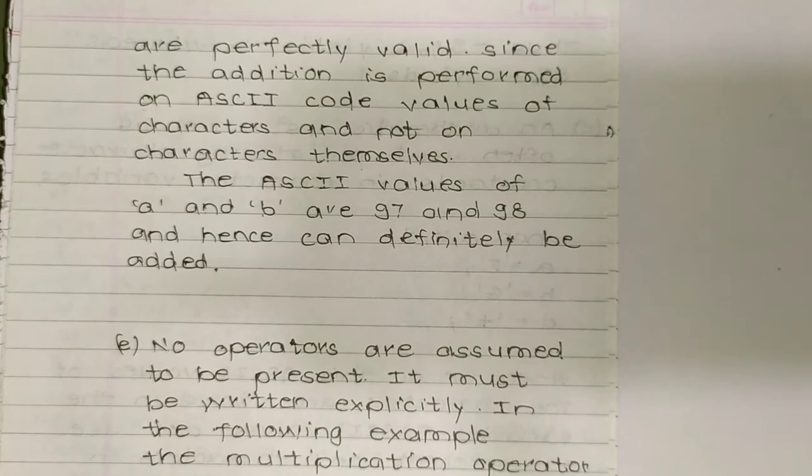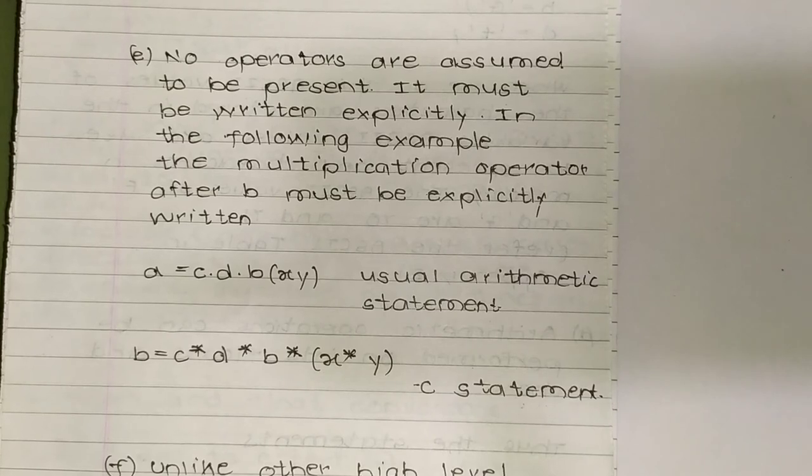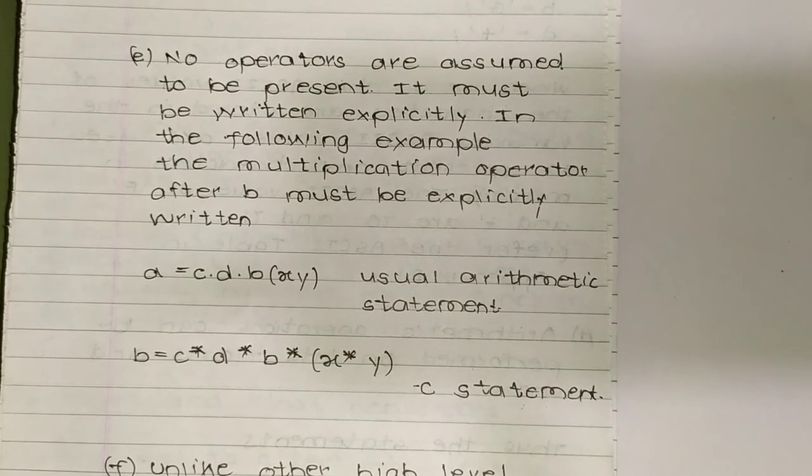Now point E. No operators are assumed to be present; they must be written explicitly. In the following example, the multiplication operator after b must be explicitly written. So a is equal to c into d into b x y, this is a usual arithmetic statement, and it is converted to a C statement like a is equal to c * d * b * x * y.